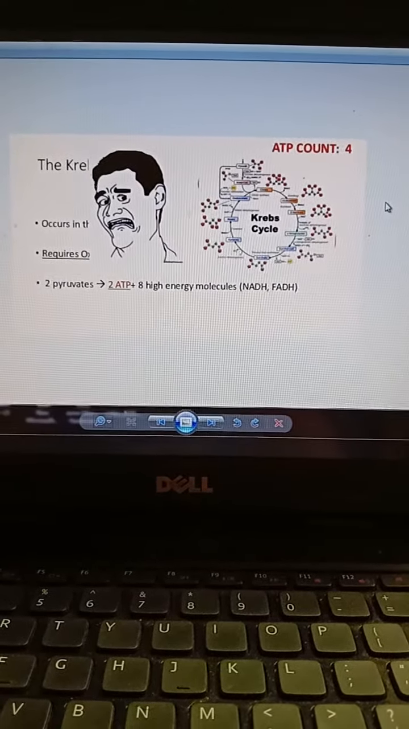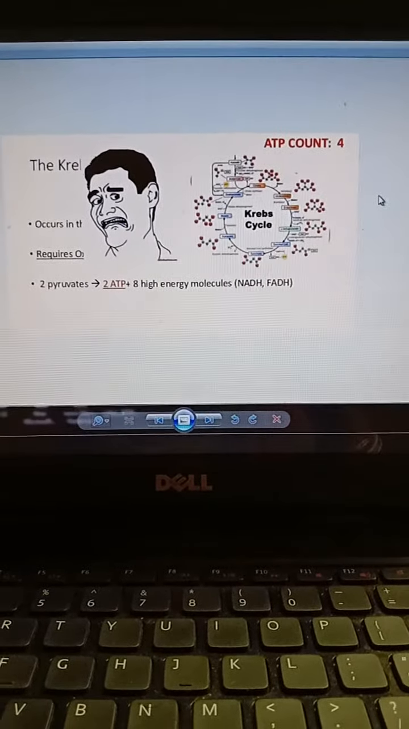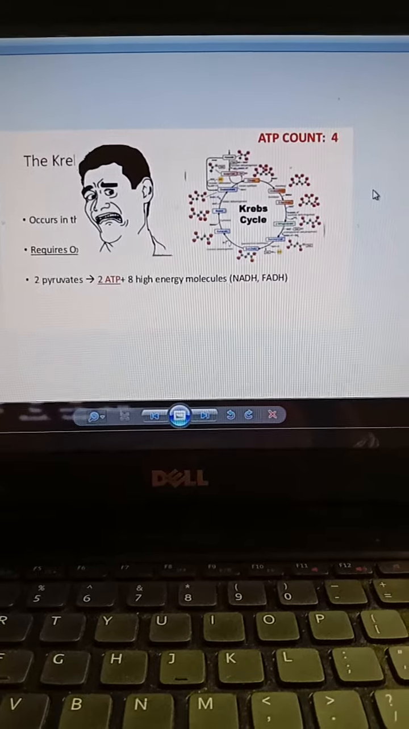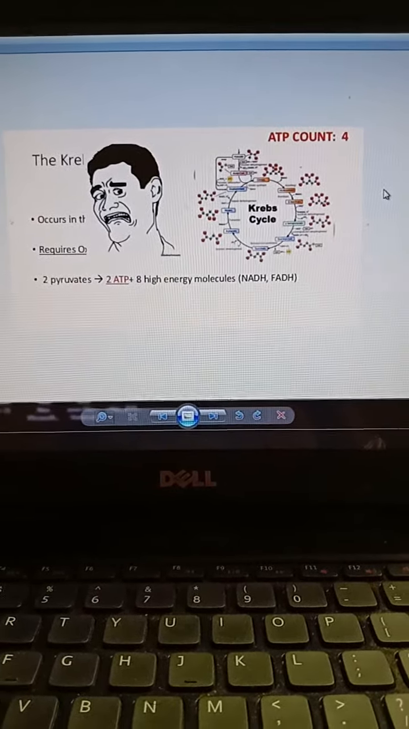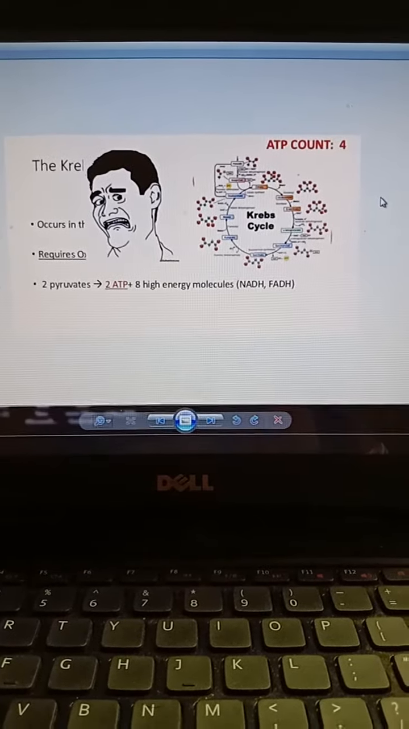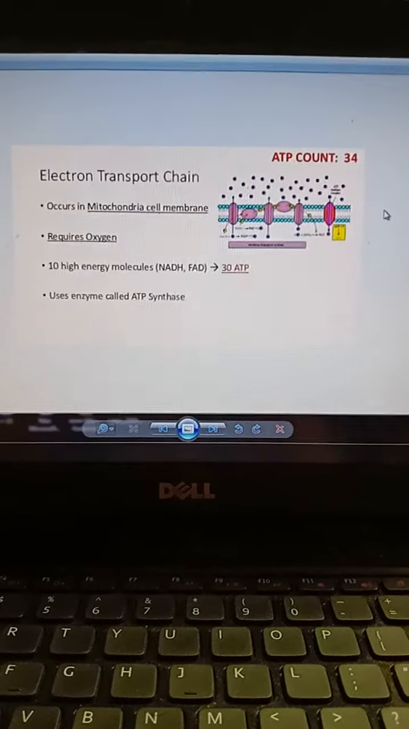Then the Krebs cycle, which occurs in the mitochondria, where 2 pyruvate are converted to 2 ATP molecules as well as 8 high energy molecules, where NADH and FADH are included. So 4 ATP will be included from 2 pyruvate.